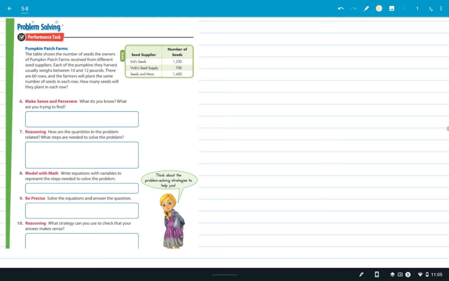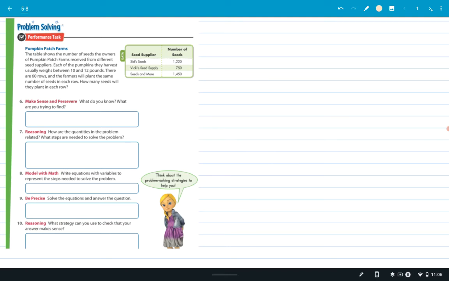It says each of the pumpkins they harvest usually weighs between 10 and 12 pounds. And you guys listen to this now. There are 60 rows, and the farmers will plant the same number of seeds in each row. How many seeds will they plant in each row? Wow. A lot of information there. There is some information you don't need. What information don't you need in there?